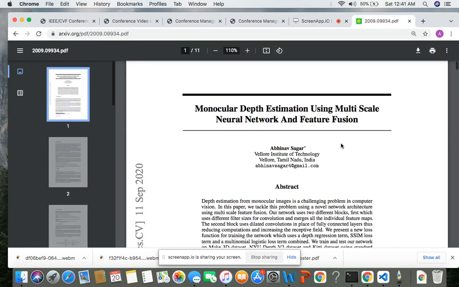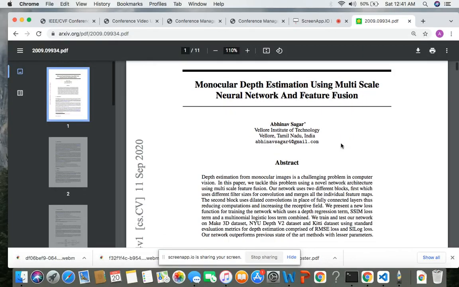Hi everyone. In this video, I'll be presenting my research paper on monocular depth estimation using multi-scale neural network and feature fusion. In this work, we propose a novel network for estimating the depth from single camera images. We trained and tested our network on three kinds of data sets. One is the Make3D data set, the other is NYU Depth, and the third is the KITTI data set.